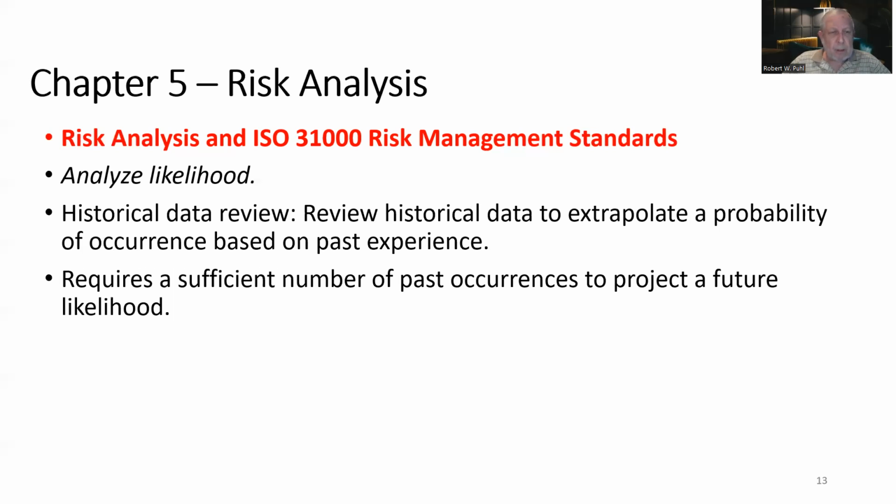So, analyze likelihood, historical data review. Review historical data to extrapolate a probability of occurrence based on past experience. This requires a sufficient number of past occurrences to project a future likelihood. But you know what? If it's happened once before, don't you think it probably could happen again? If it never happened, you think, well, maybe it'll never happen. But if it's happened once or even twice before, to me, maybe we better do something about that. And maybe we should have done it right after it happened too.